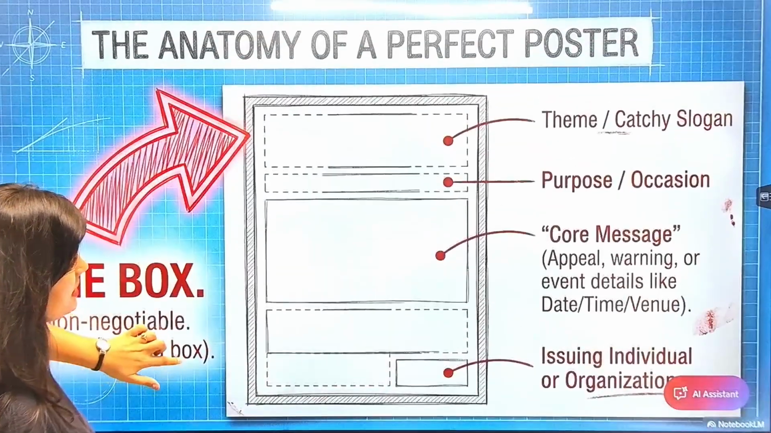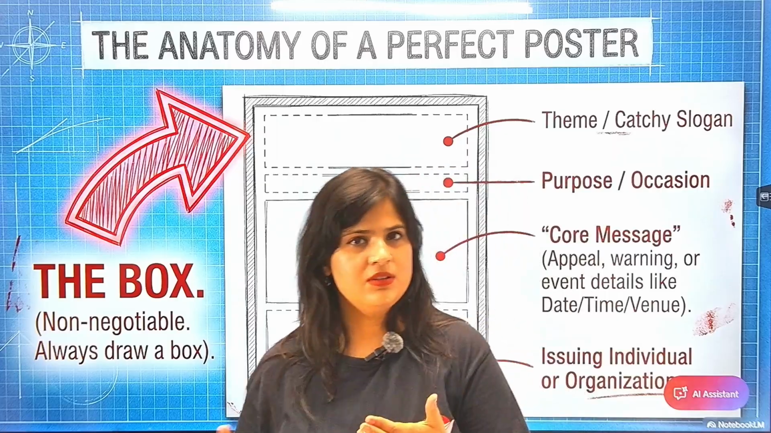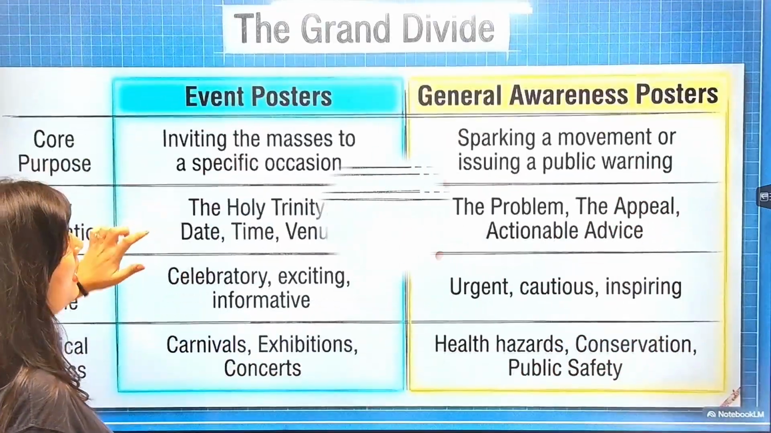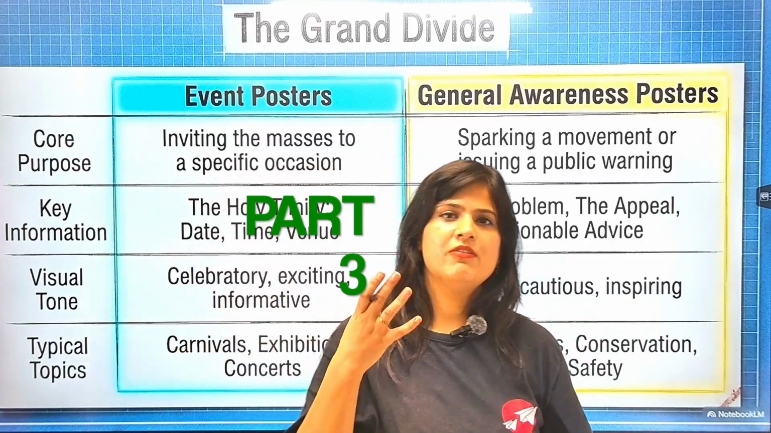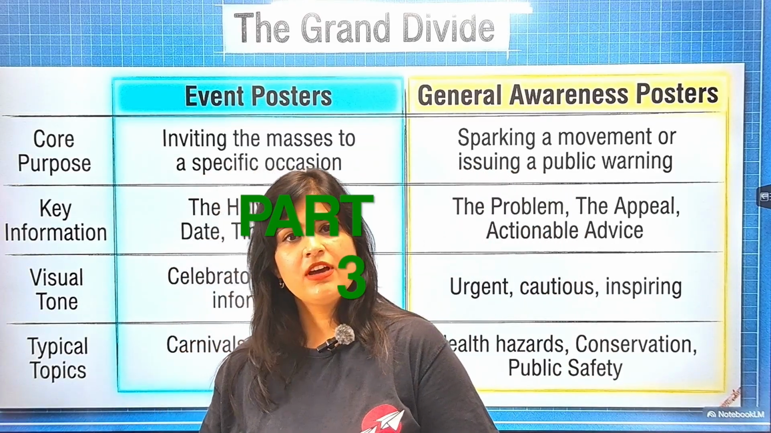And of course, the box is non-negotiable. If you miss out on the box, you are missing out on half a mark already, right? This is the third part of the video wherein we talk about the two types of posters that we have.